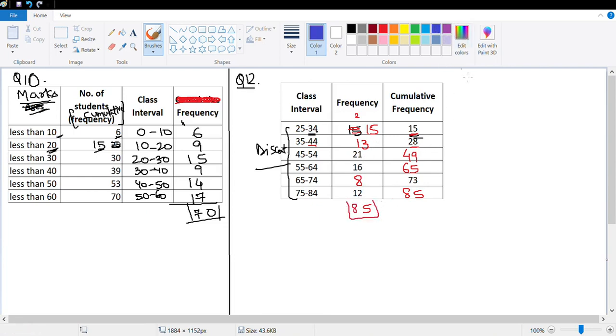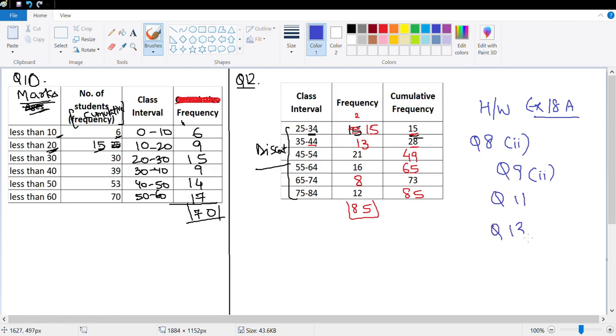Now the next one is your homework. Homework for exercise 18A is question number 8 part 2, question number 9 part 2, question number 11 and question number 13.